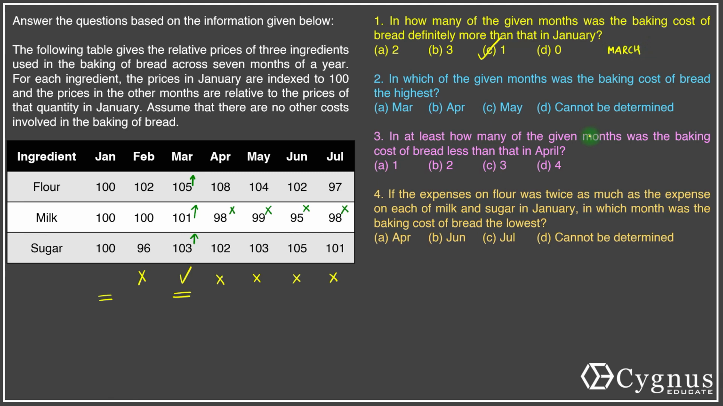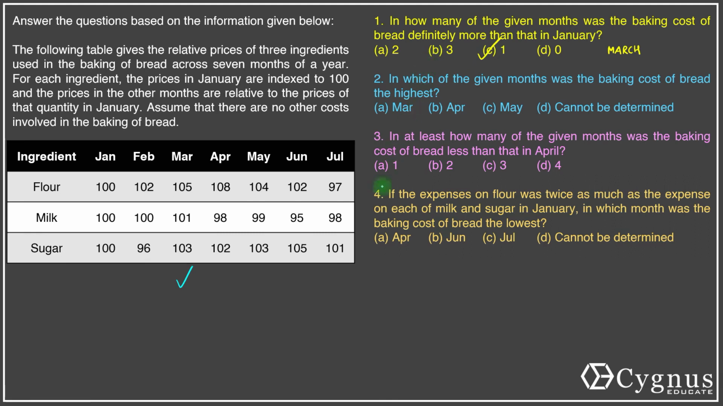Let's solve the second question. In which of the given months was the baking cost of bread the highest? One would feel, after having answered the previous question, with a lot of confidence that the answer should be March. But think about it for a second. They're not asking for definitely more than that in January. They're asking the highest cost.